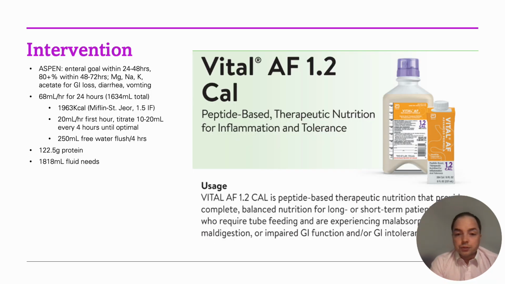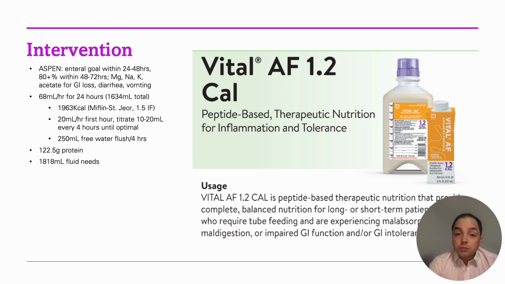For our intervention, we will use a Vital AF 1.2 cal, as it is a peptide-based nutrition solution that specifically calls out impaired GI function as well as malabsorption, which our patient is currently experiencing. The protein content, 122.5 grams over the course of 24 hours, will account for her being underweight and facilitate injury repair. And the formula itself also accounts for ASPEN recommendations of supplementing magnesium, sodium, potassium, and acetate for the GI loss and gastric distress that she experienced.